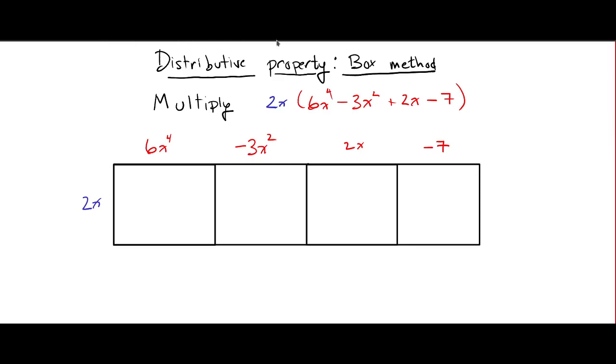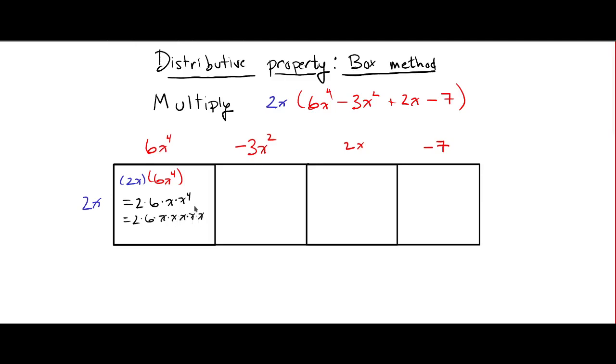So the length in the first one is 2x. The width is 6x to the fourth. We multiply that out. Using the commutative property, we can switch the x and the 6. 2 times 6 times x to the fourth. So remember, x to the fourth, that's x times x times x times x.